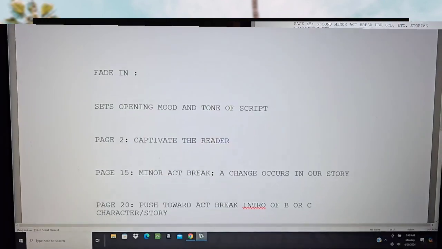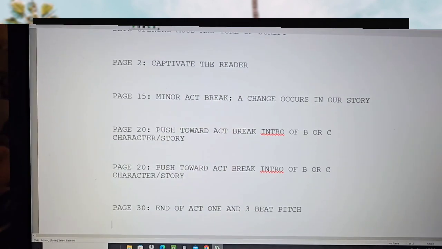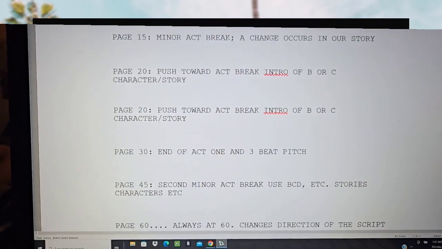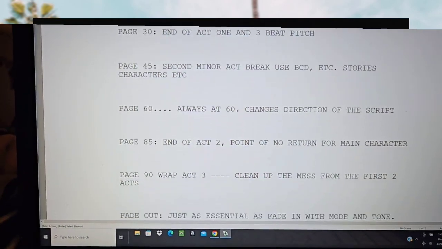So here you can see your page break outline. Page 2, basically you want to keep your reader reading by page 2. If they're not still flipping the pages and really jazzed about your script, man, then it's probably not happening.